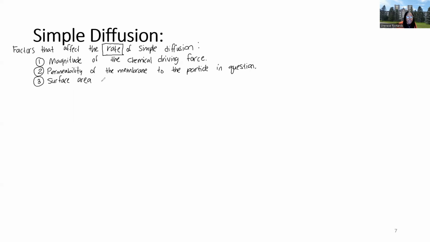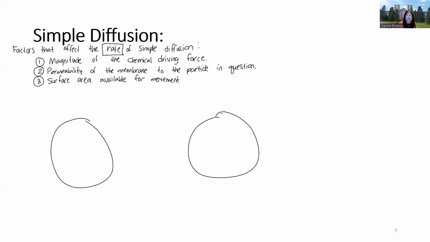All right, so the surface area available for transport. Actually, let's not say transport here. Let's say movement, because this is not being transported as such. This is moving freely through the membrane. So the surface area available for movement. Okay, so let's look at a scenario to illustrate an example of this.